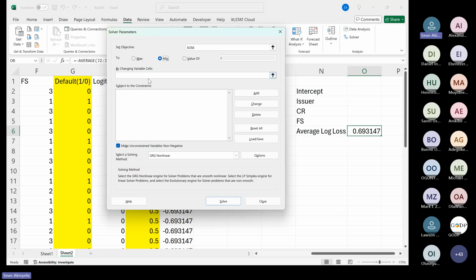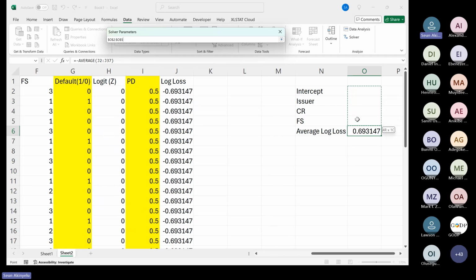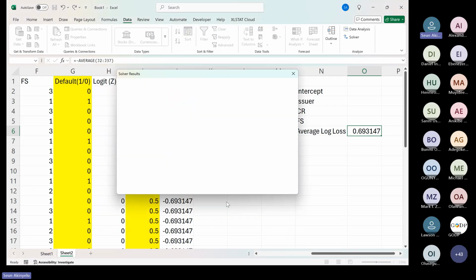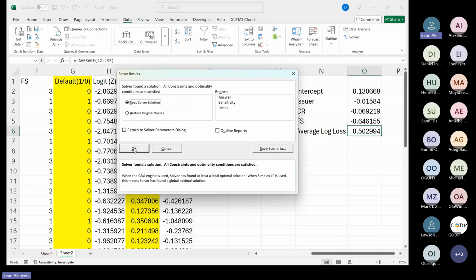And when you minimize it, change the variables that are supposed to be inside intercept, issuer, credit, all of those coefficients. Change them. And when you are doing it, make unconstrained variables non-negative, uncheck, and ensure that it is GRG Nonlinear because I'm doing a logistic regression. And I'll just click on Solve. The remaining is Excel that did it. You see that it's not me. All those things are not me. So I click on OK.